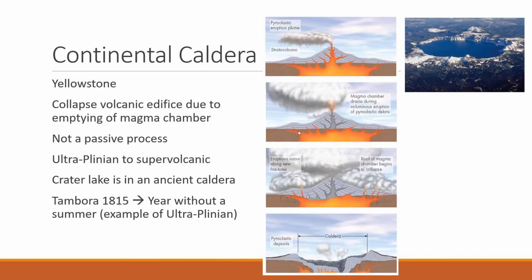So these continental calderas, such as Yellowstone, are the collapse of the volcanic edifice due to emptying out that magma chamber. It's not a passive process, so basically we inflate as we empty out, and then we deflate. These are going to be ultraplinian to supervolcanic. Tambora 1815, the year without a summer, is an example of an ultraplinian. It's not a true continental caldera. It was just a very large stratovolcano. That is the closest that we have in recorded history for one of these events. Things like Yellowstone erupt on the order of tens to hundreds of thousands of years, which again is a good thing.